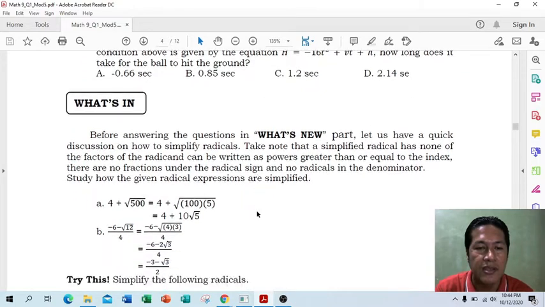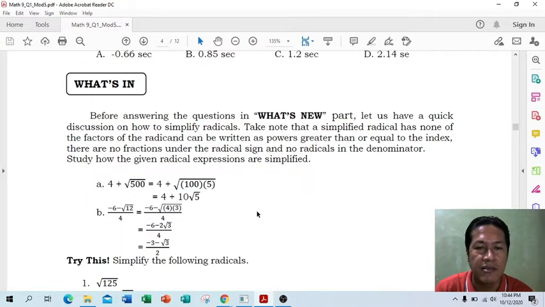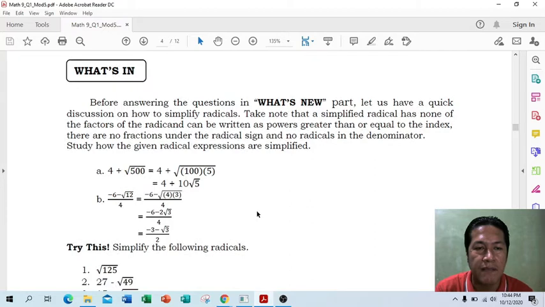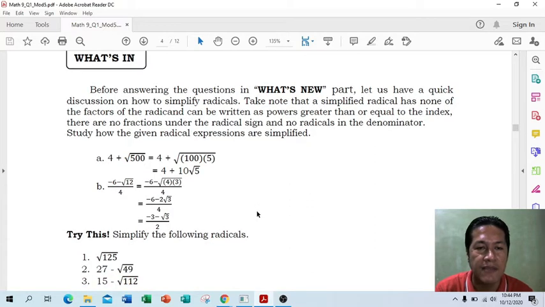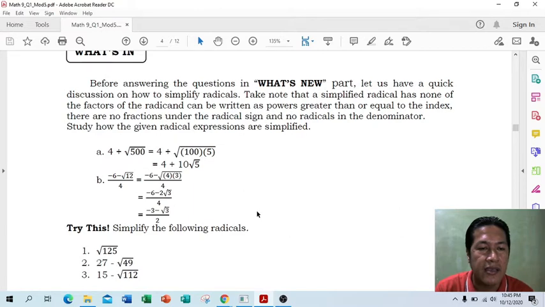What's in? Before answering questions, sabi niya, what's new? Okay, review muna tayo sa simplifying radicals. Okay, A. 4 plus square root of 500 equals 4 plus square root of i-factor niya si 500. Ang factors ng 500 is 100 times 5. Why? Because wala namang perfect square root si 500. That is why hanap siya ng factors na merong perfect square root, which is 100 times 5. 100 yung may perfect square root.